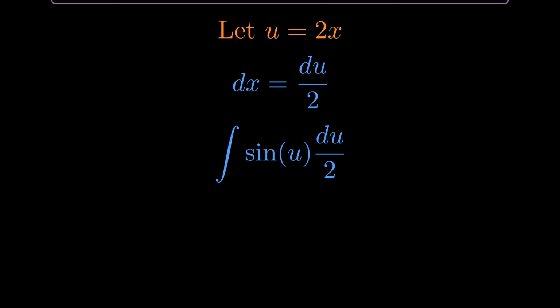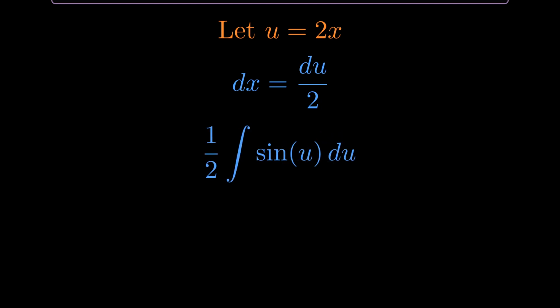Our complicated integral now looks much simpler. We can pull the constant factor of 1/2 out in front. The integral of sine is a standard result. The function whose derivative is sine of u is negative cosine of u. Performing the integration gives us this expression. We're not done yet. We must substitute back to our original variable, x. Replacing u with 2x gives our final antiderivative, negative 1/2 cosine of 2x.